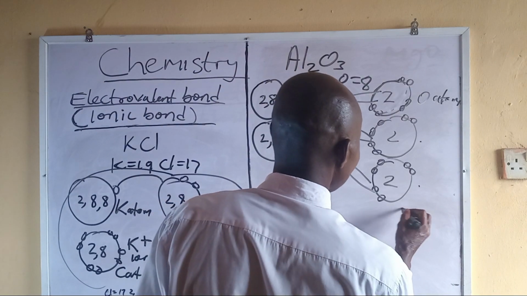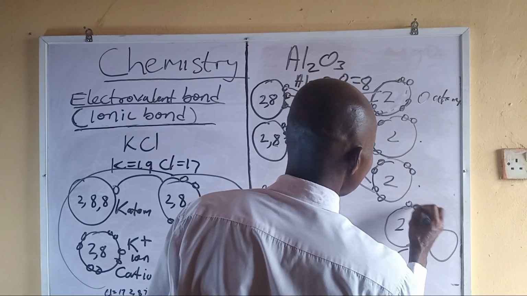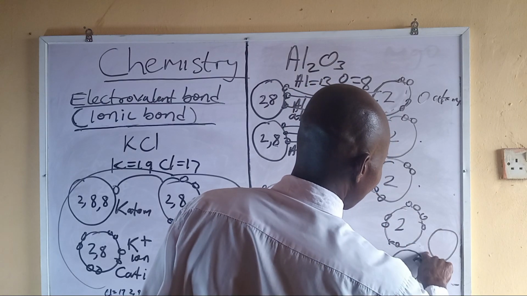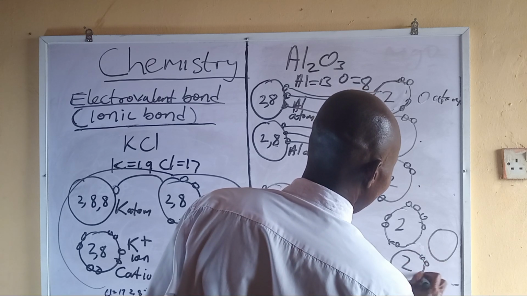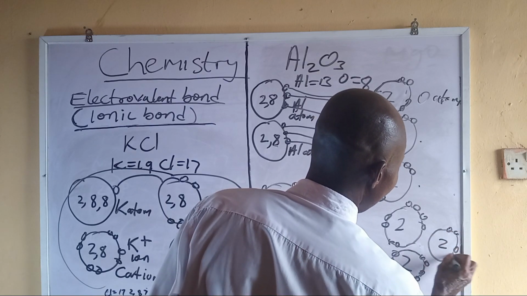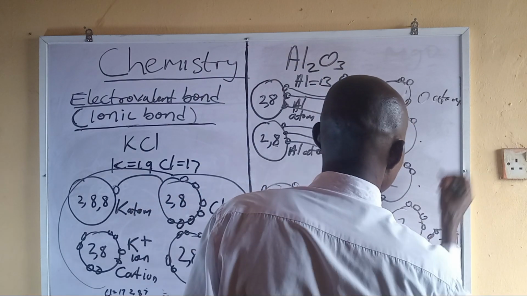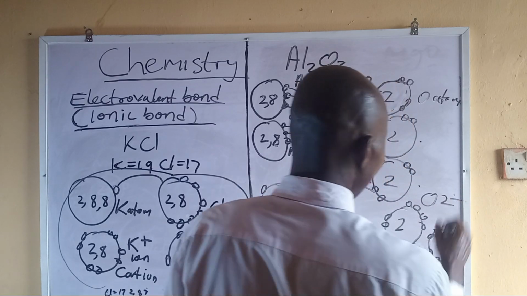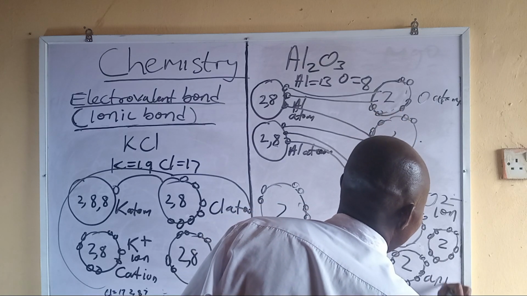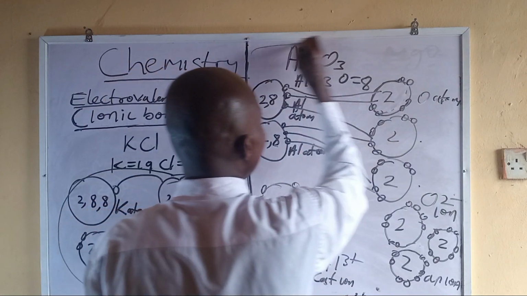Then let's come to the other one. The 3 oxygen are here: 2, 1, 2, 3, 4, 5, 6, 7, 8. 2 here, 1, 2, 3, 4, 5, 6, 7, 8. 2 here, 1, 2, 3, 4, 5, 6, 7, 8. Each of these is called an oxygen ion, 2 minus. Each of these is an oxygen ion, and these are called anions. So this is how aluminium oxide is formed, friends.